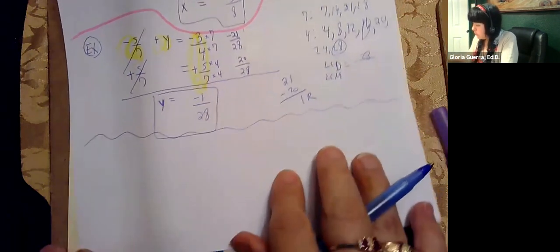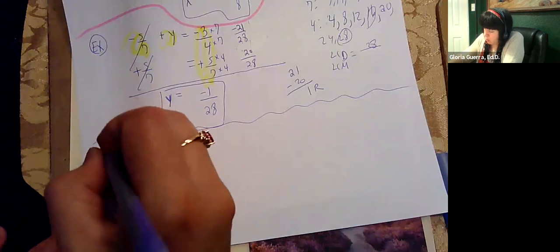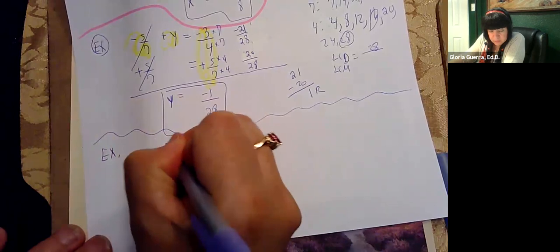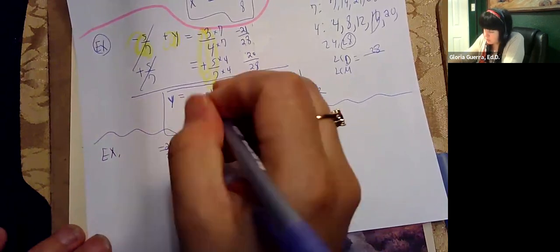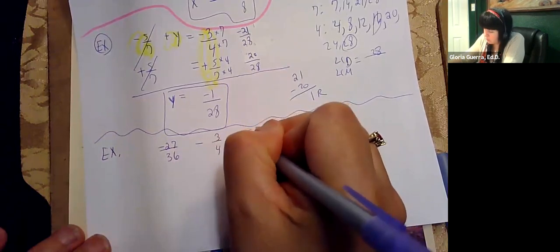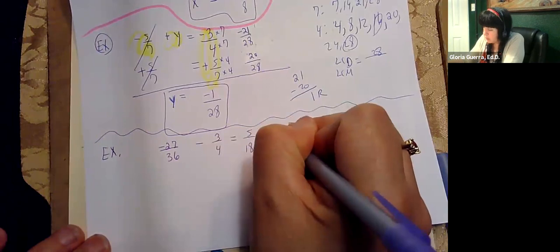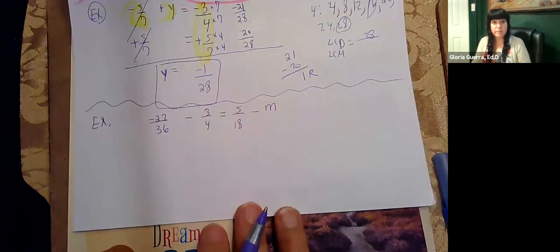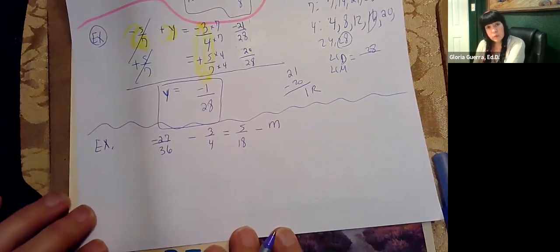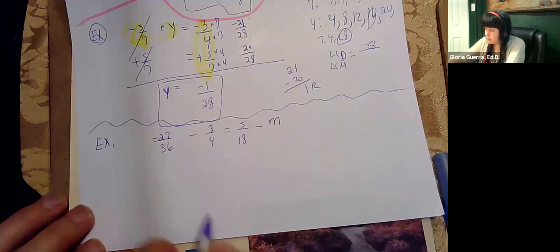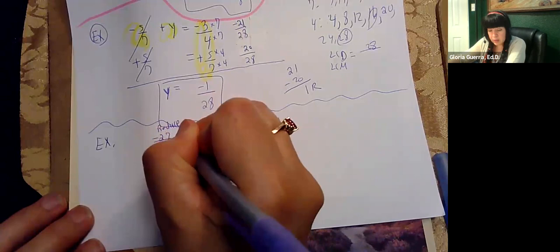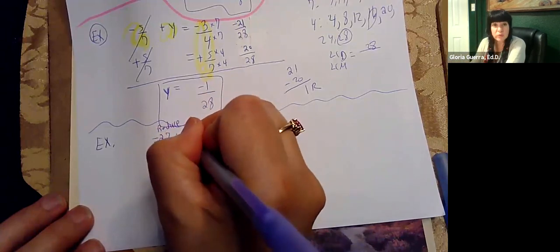Okay, one last problem. Negative 27/36, take away 3/4 equals 5/18, take away m. Let's say you have something like that. Okay, so one thing you notice is this fraction can be reduced. That would help a little bit. And I think 9 will go into those.